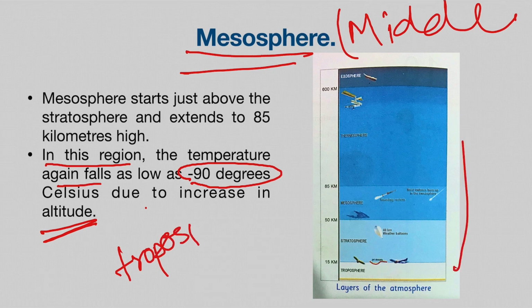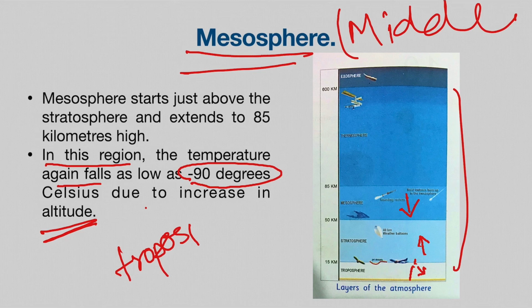See, if you look at this diagram, in the troposphere the temperature will decrease as you go higher in altitude. And then as soon as you reach the stratosphere, again the temperature will increase. In the stratosphere, if you go up, the temperature will increase. And as soon as you reach the mesosphere, again the temperature will decrease. You can see the alternating phenomenon in these layers.